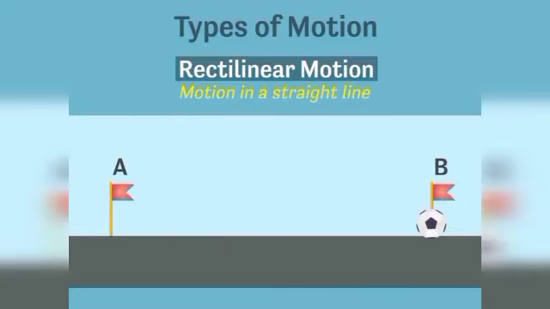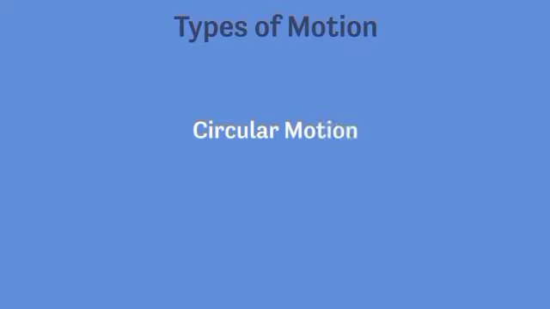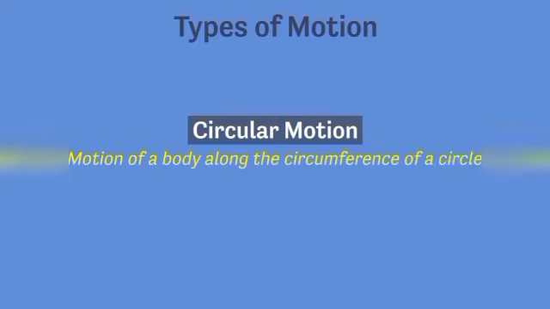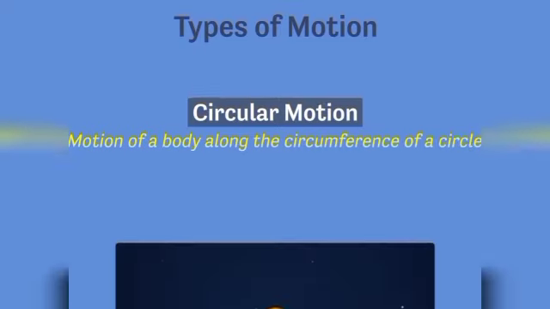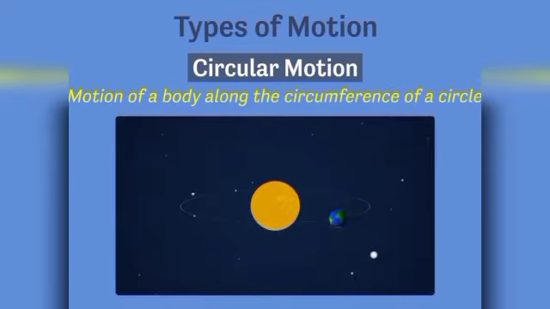There is another type of motion, that is circular motion. What can this type of motion be? It is the motion of a body along the circumference of a circle. Example, the motion of the earth around the sun is an example of circular motion.